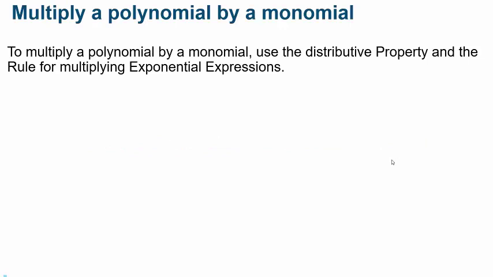Okay, so multiply a polynomial by a monomial. So the polynomial is a multiple term expression, and a monomial just has one term. Okay, so to multiply a polynomial by a monomial, use the distributive property and the rule of multiplying exponential expressions for this.